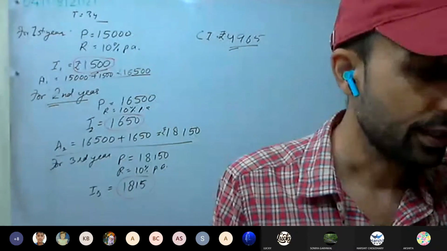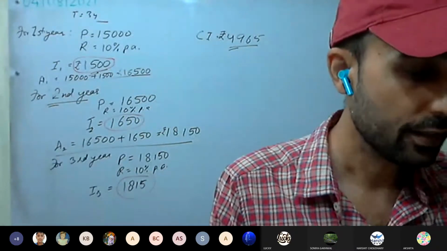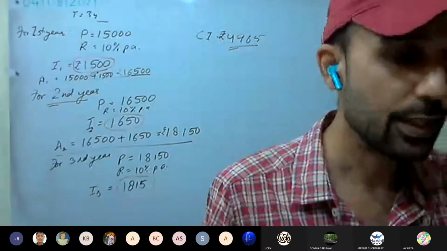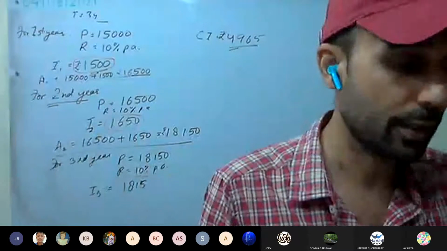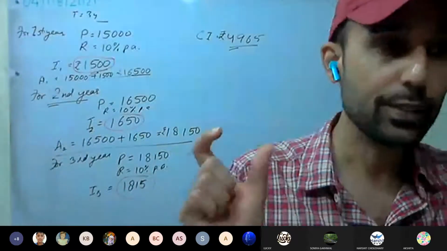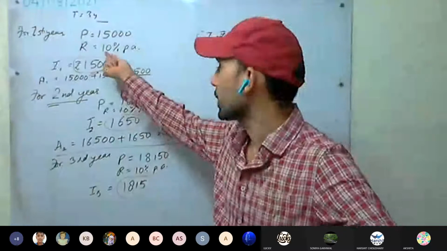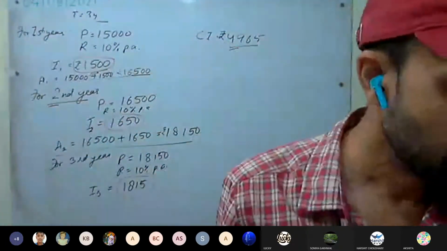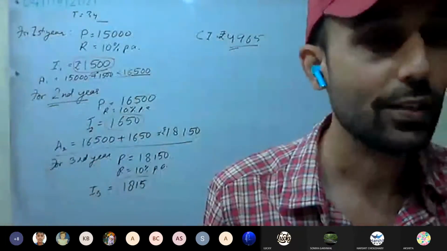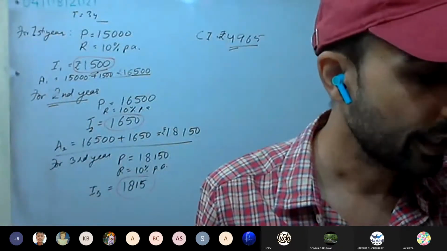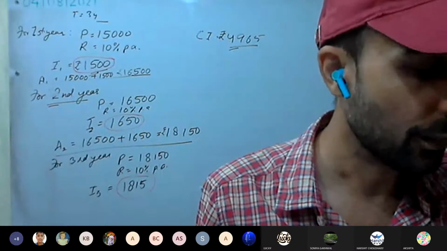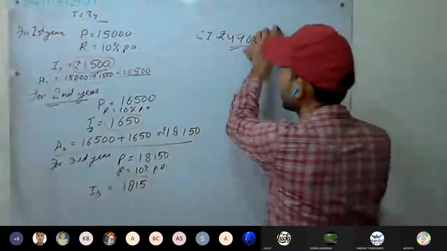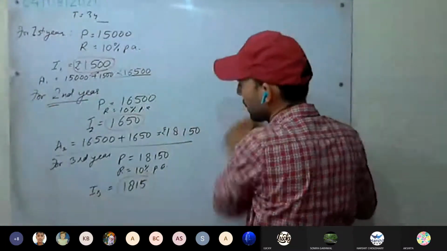A man borrowed 1,40,000 rupees from a bank for 2 years. On what kind of interest? Interest compounded annually. The rate of interest being 8% for the first year. For the first year, we have to take the rate as 8%. For the second year, we have to take the rate as 8.5%. So this time we have different rates for each year. Find the amount and the compound interest payable after the end of the second year. Read the question and try it.